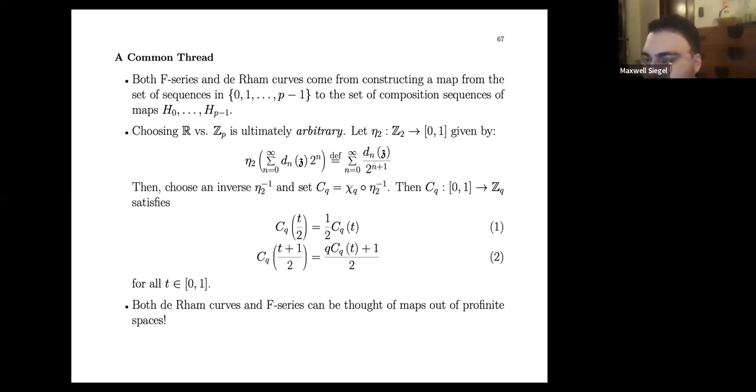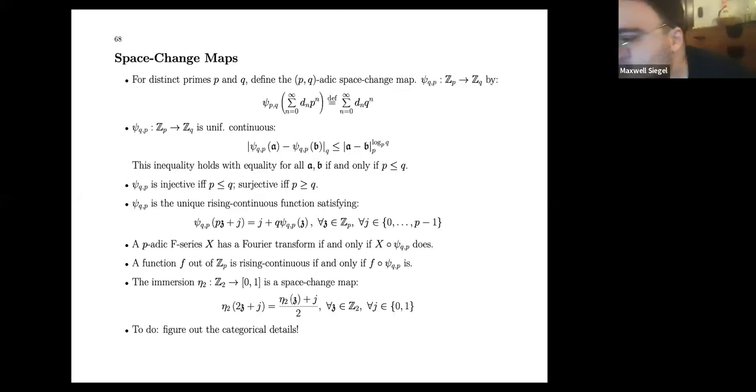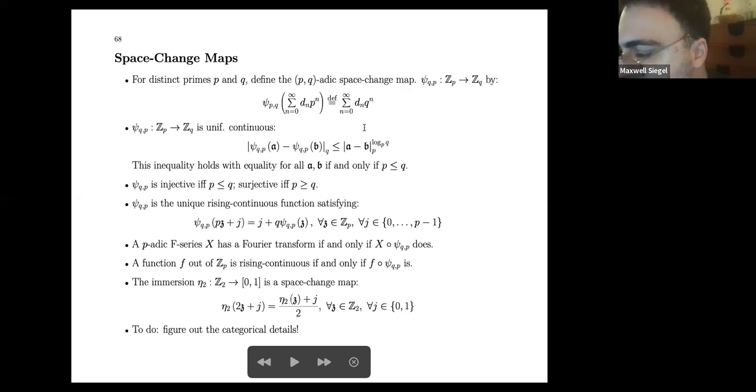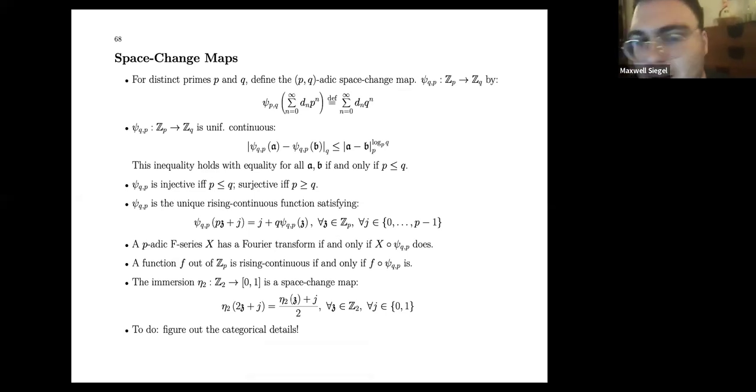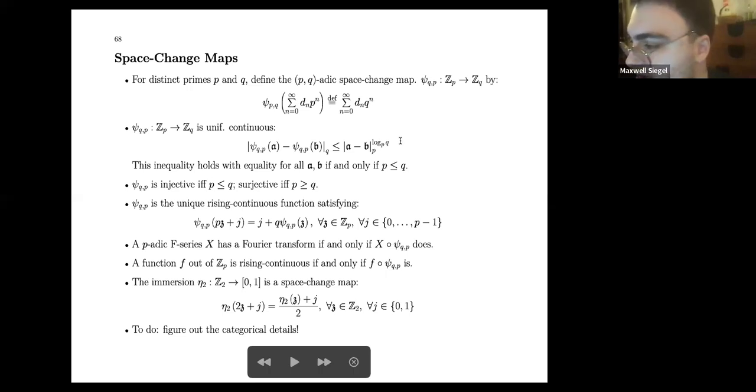In this sense, everything can be unified by thinking of all these curves as maps out of profinite spaces. Indeed, it turns out that the underlying idea in all of this is mapping really from one profinite space to another. Letting p and q be distinct primes, we get these natural continuous maps psi_{qp} from the p-adic integers to the q-adic integers like so. I call these the space change maps, and they satisfy many desirable properties. They are uniformly continuous with a Hölder exponent.